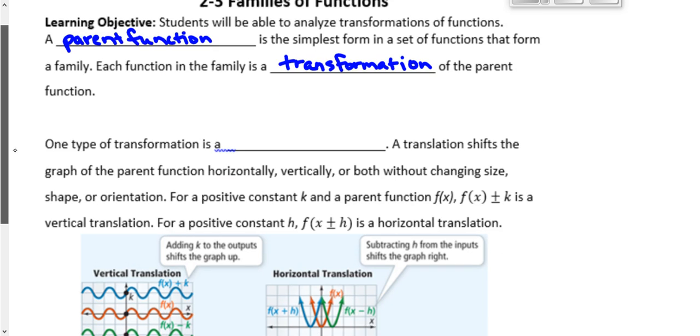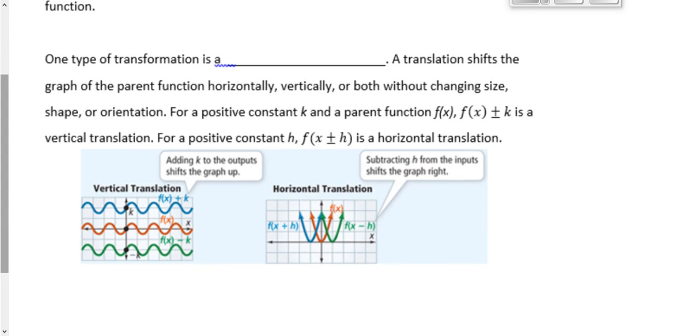The types of transformations that we look at, you've looked at before in Algebra 1, in geometry. We're just going to review them in this, and then we'll see them occur throughout the rest of the course. One type of transformation is a translation. A translation shifts the graph of a parent function horizontally, vertically, or both without changing its size, shape, or orientation.